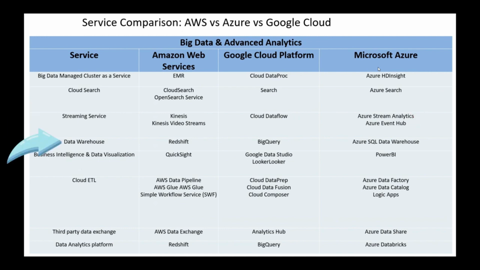And data warehousing, something we discussed: Redshift, BigQuery, SQL Data Warehouse. And for BI and data visualization, AWS provides QuickSight, GCP provides Data Studio and Looker, and Azure provides Power BI.